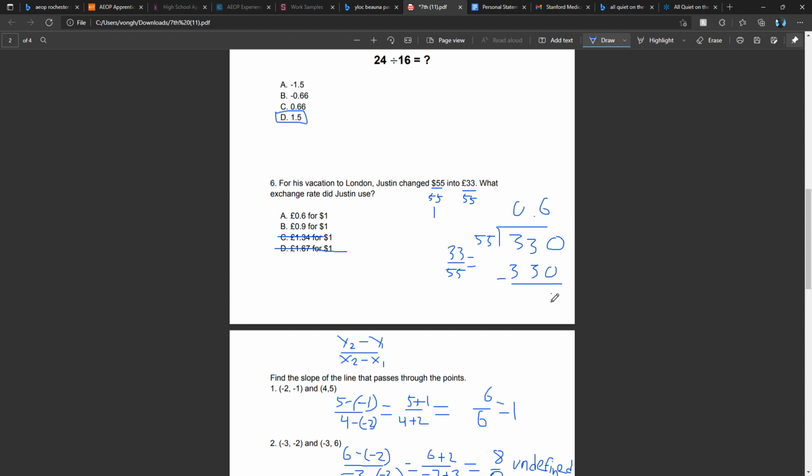Yeah. So 0.6 goes in evenly. So the answer to 6 is A.